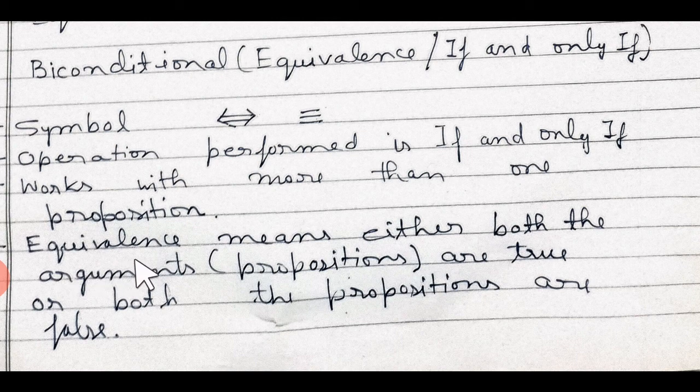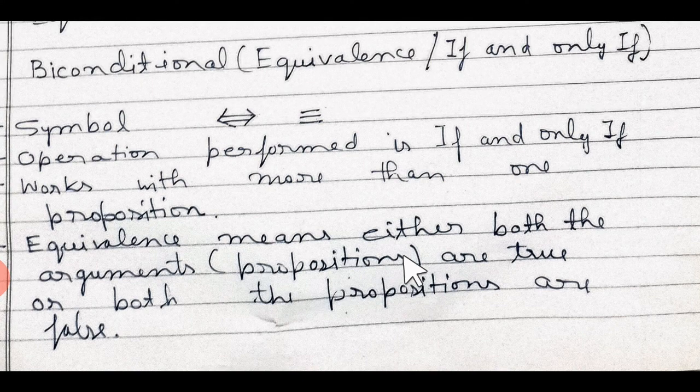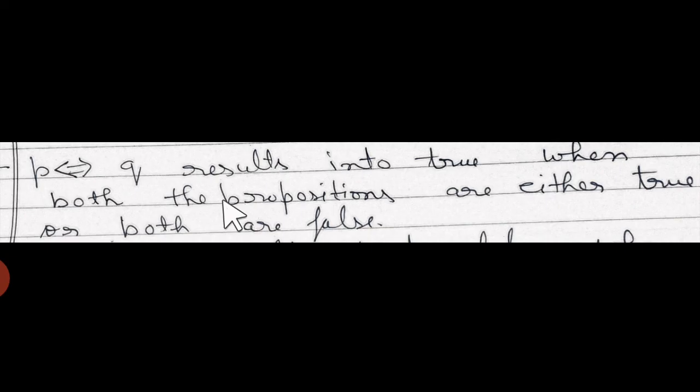Now, equivalence means either both the arguments or propositions are true, or both the propositions are false. This is very, very important. Students, P biconditional Q results in true when both the propositions are either true or both are false. That simply means both the propositions must possess the same truth values. Either both are true or both are false.